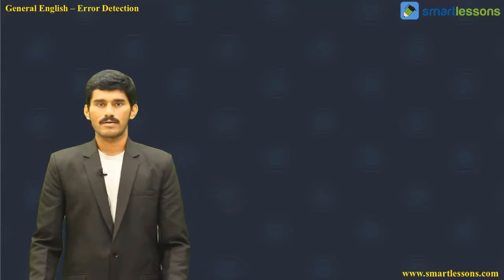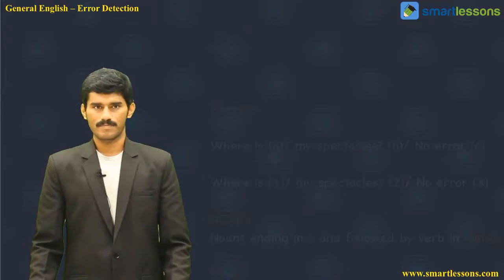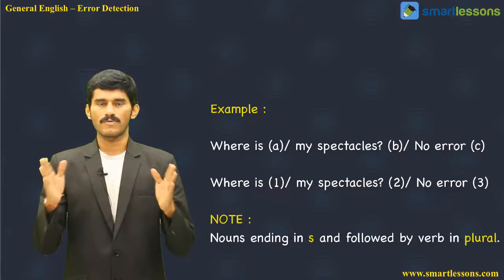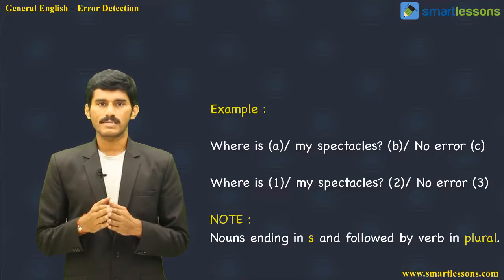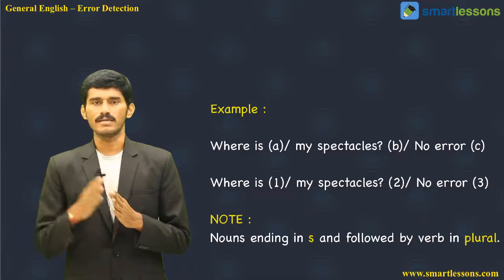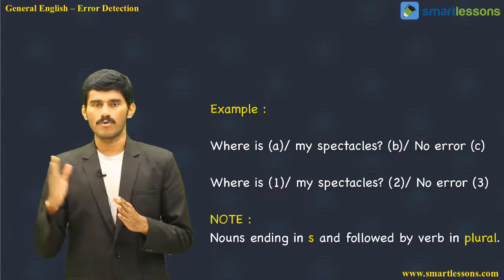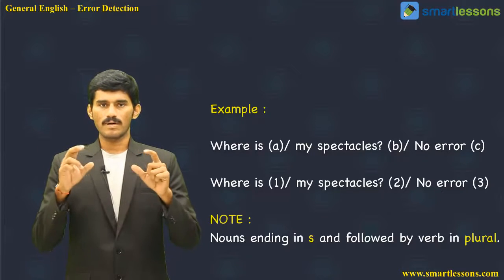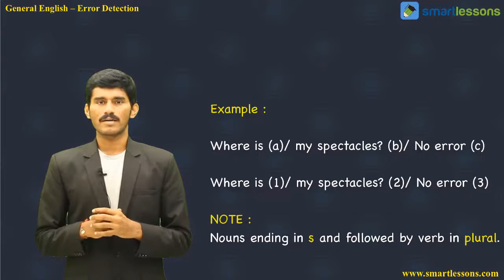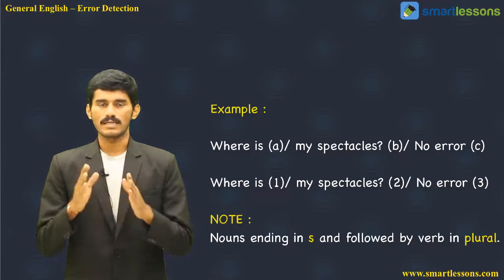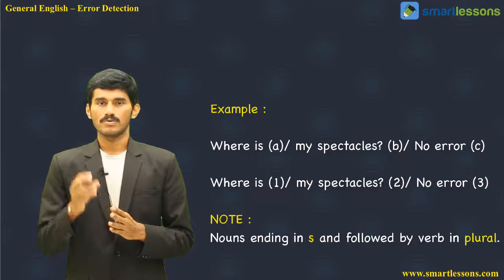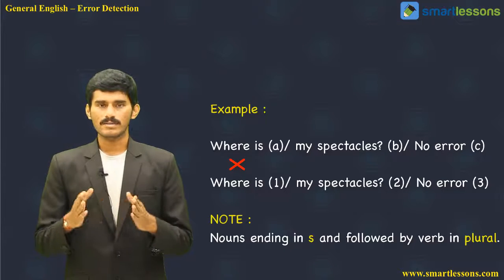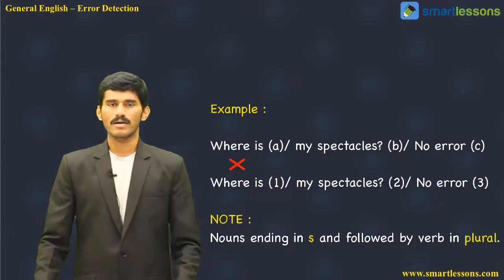So under this topic, generally the question will be like this. A sentence is given, that sentence is divided into 4 or 5 parts. Those parts are lettered like A, B, C, D, E, or numbered like 1, 2, 3, 4. The last one will be the no error option. Out of the parts divided, one of the parts will be wrong. The sentence will be wrong in one of the parts. So that part is our answer. Now let us go and deal with this topic in detail.